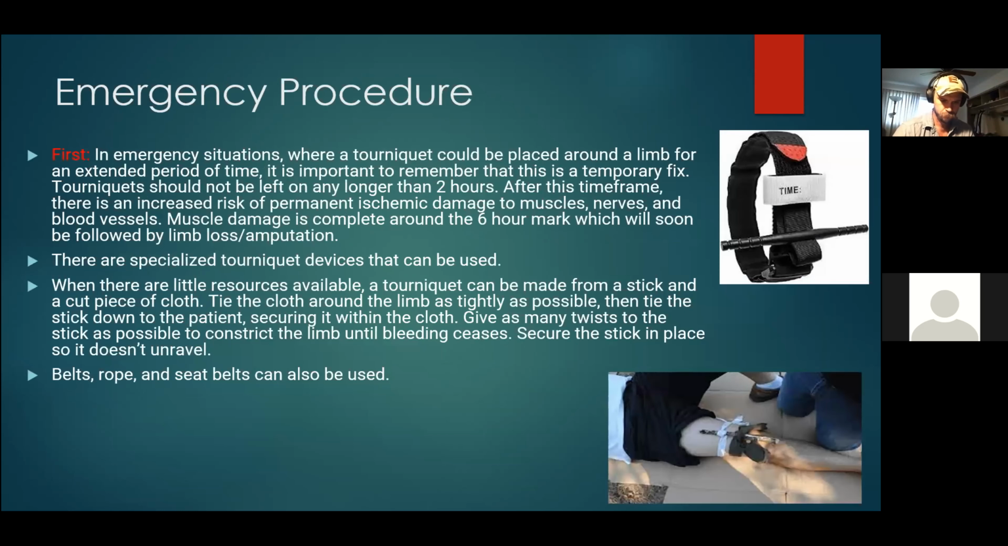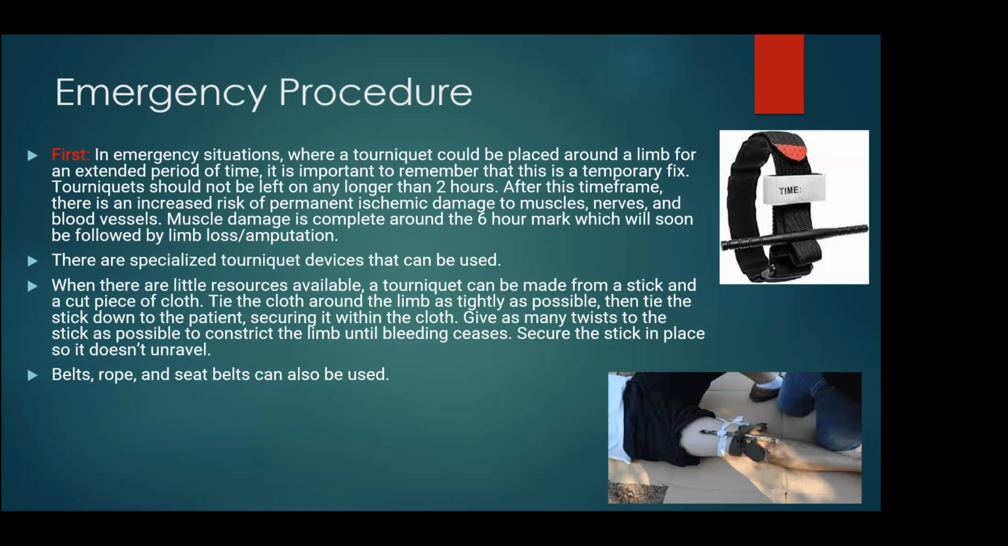So in an emergency, first, it's important to remember that a tourniquet should not be placed around a limb for an extended period of time, and that it's a temporary fix. They should not be placed for any longer than 2 hours, because after this time frame, there's an increased risk of permanent ischemic damage to muscles, nerves, and blood vessels. Muscle damage is complete around the 6th hour mark, which is soon followed by limb loss and amputation, which is what we want to avoid.